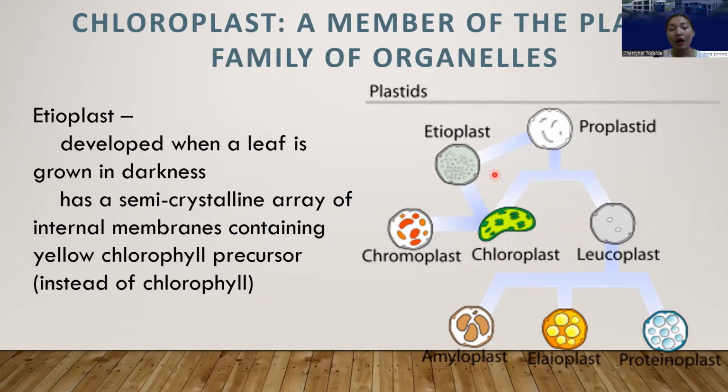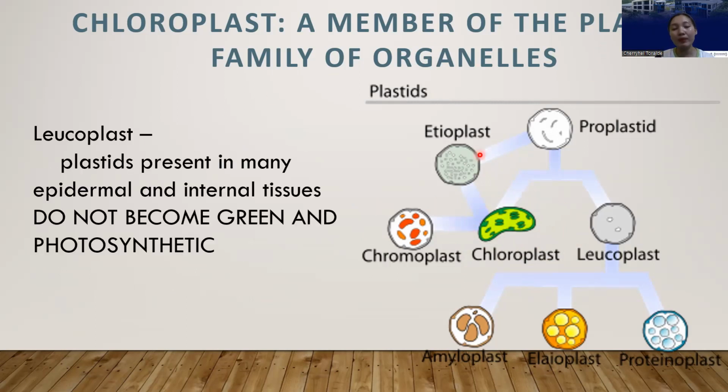And then, if it does not become a chloroplast, then it may become a chromoplast. So all the other pigments that you can see in the leaf of the plant that is not green, they are chromoplasts. Like for example, those are chromoplasts, the yellow ones.